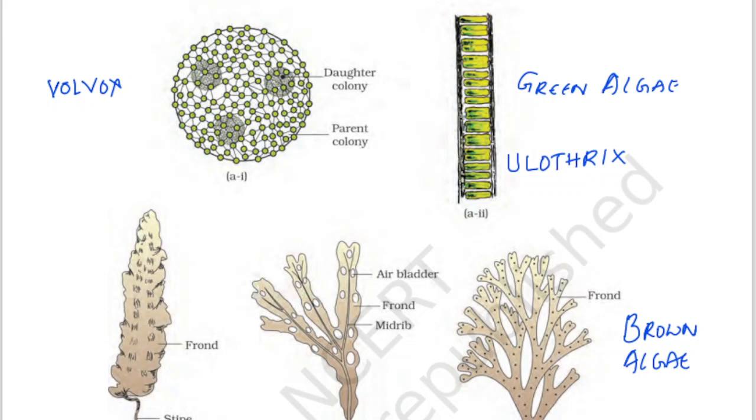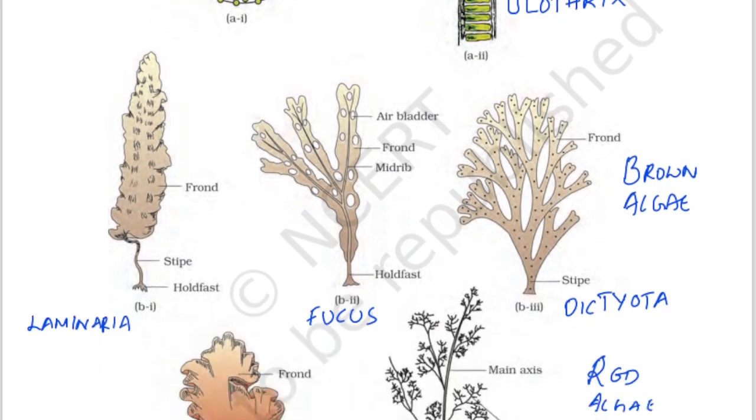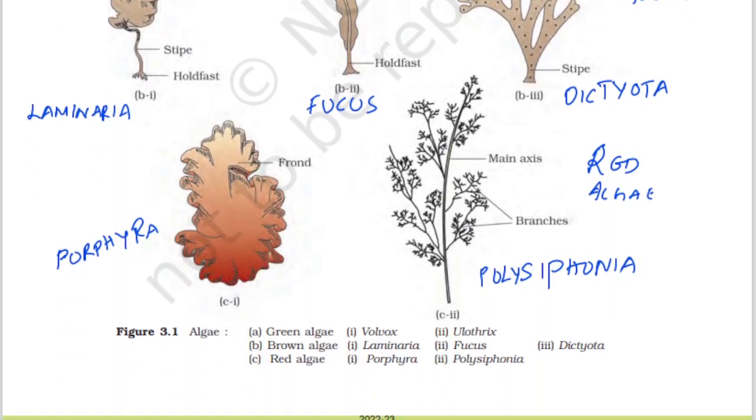As I said in my previous videos also, sometimes in the exam you'll be given one image. They will not write any of these labels. They'll ask you what those parts are. So make sure you study the pictures also. In brown algae we have three examples: Laminaria, Fucus, Dictyota. In red algae we have Porphyra and Polysiphonia. So these two examples come under red algae.